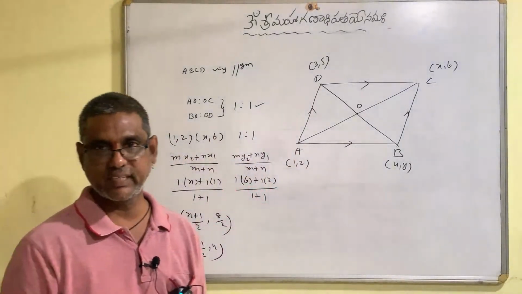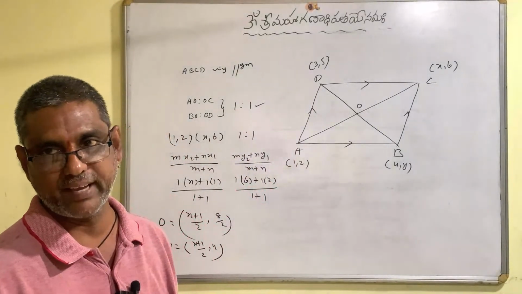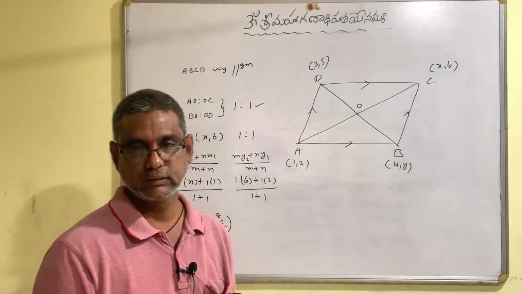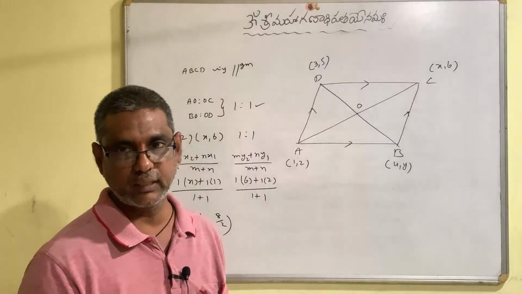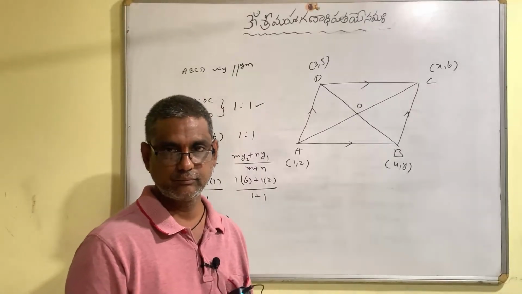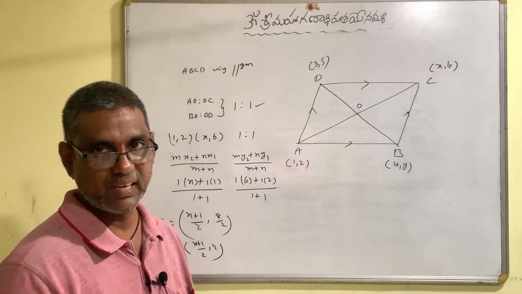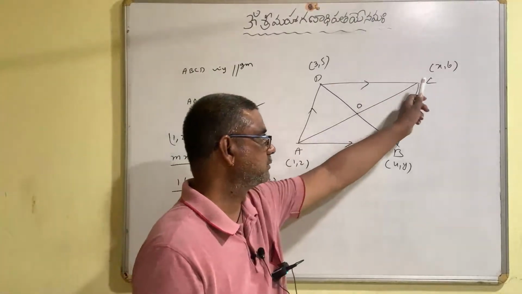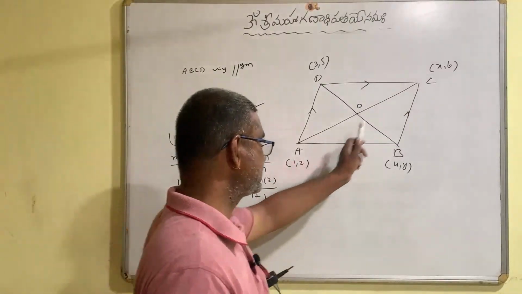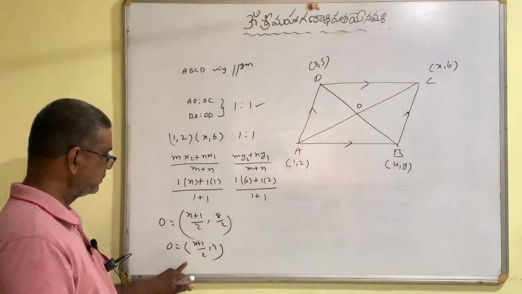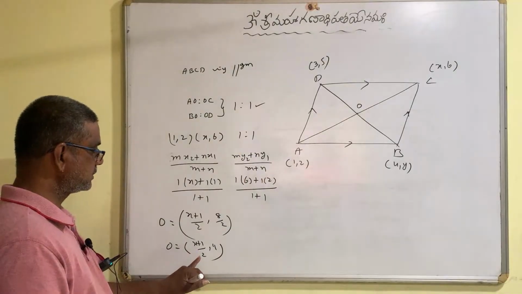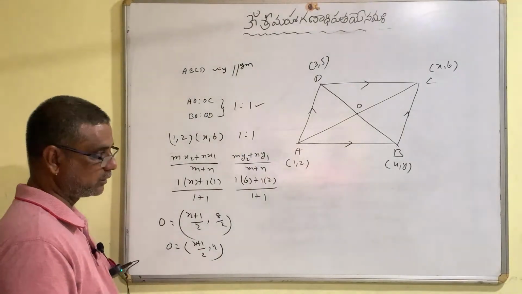You have to apply the section formula to find out O twice, because O is the point of intersection of both the diagonals. So apply the section formula two times. Using the vertices A and C the first time to find out O, these are the coordinates of O: (x+1)/2 comma 4.